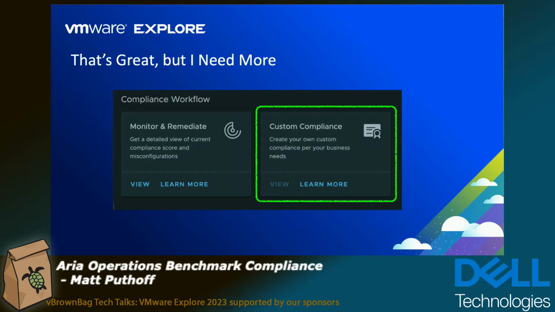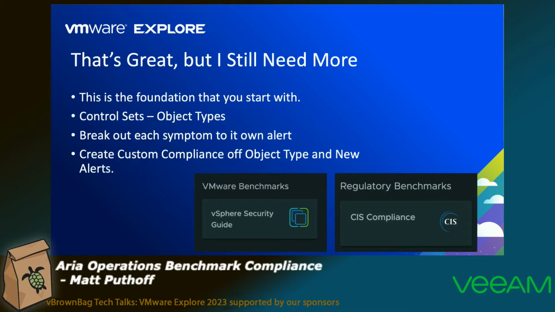All right, yeah, so we can get into a custom compliance, but still, the way the CIS benchmark and vSphere hardening, the way you download the management pack, it's still not getting you there, because that alert is coming from an object type. Okay, so how do we get a little bit more granular?